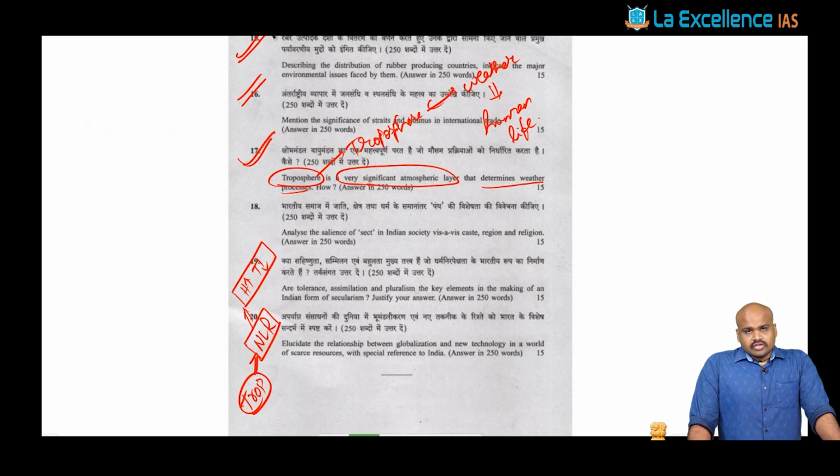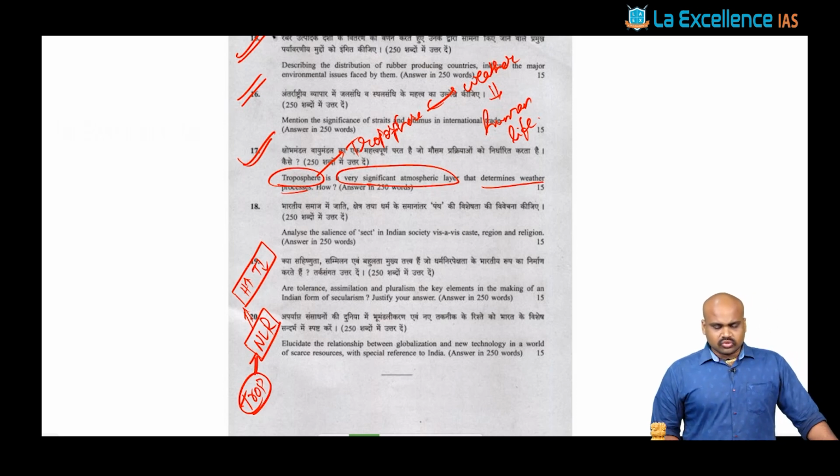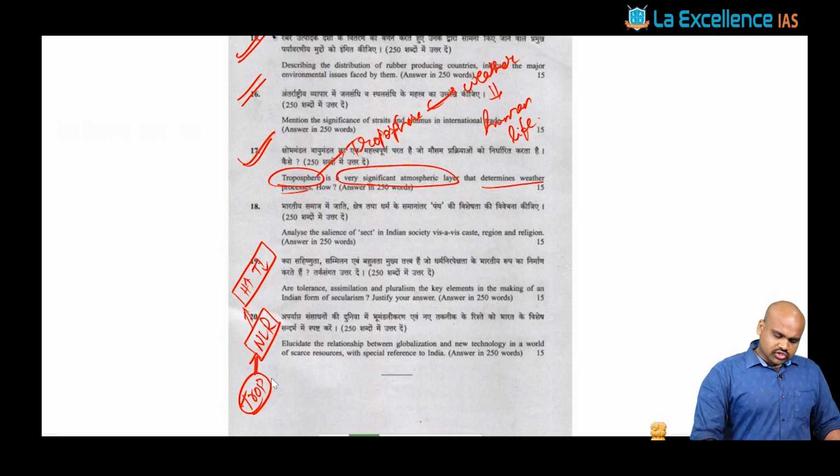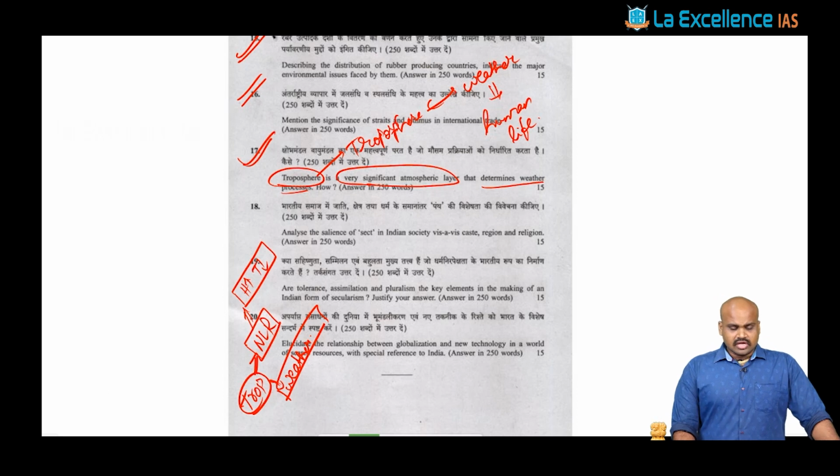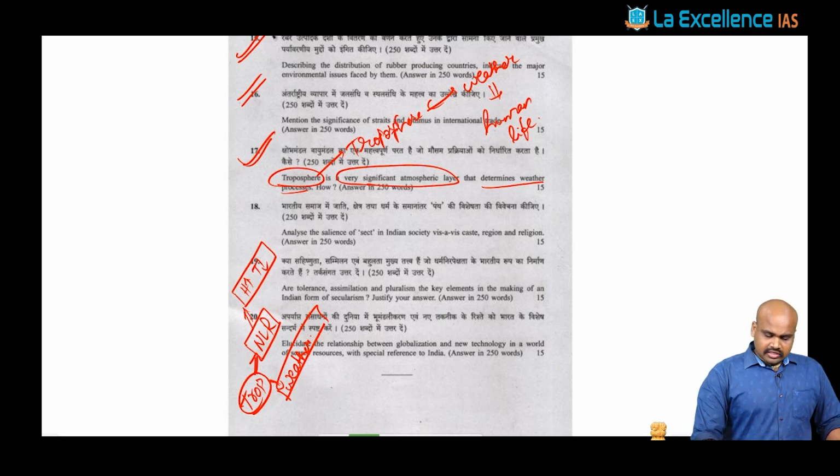And you know that this is going to determine a number of parameters for the consideration of a particular weather. And from here, how is this troposphere going to determine the weather conditions? How does it determine the weather processes? Here we know that the temperature as a phenomenon is going to be varying.